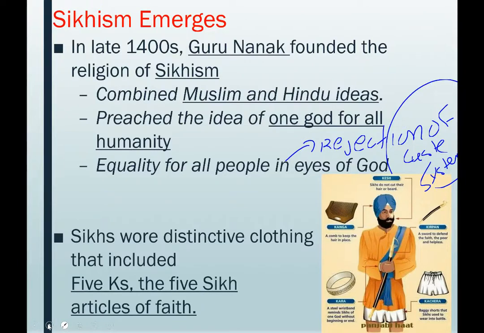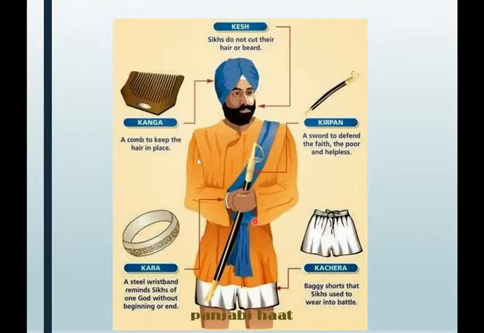The Sikhs wore very distinctive clothing that included what could be called the 5 Ks, the 5 Sikh articles of faith. We can take a look at these. The Sikhs do not cut their hair or their beard. The kanga, or comb, keeps their hair in place. The kirpan, or sword, is significant to defend the faith, the poor, the helpless. The kashara is the baggy shorts that the Sikhs used to wear into battle, and then the kara, a steel wristband, reminds the Sikhs that there's one God without beginning or end, and the Punjabi hat that they wore.